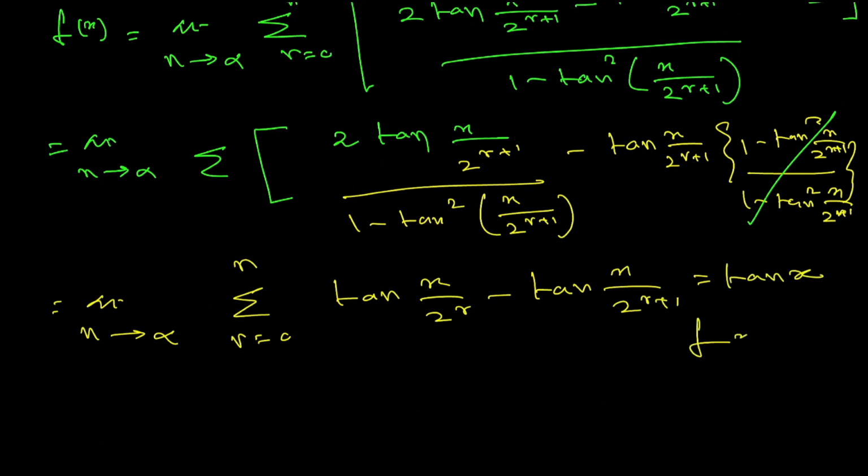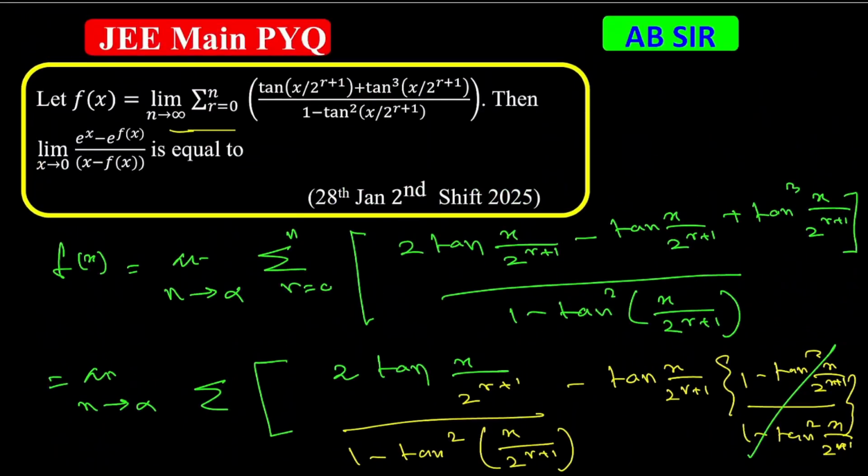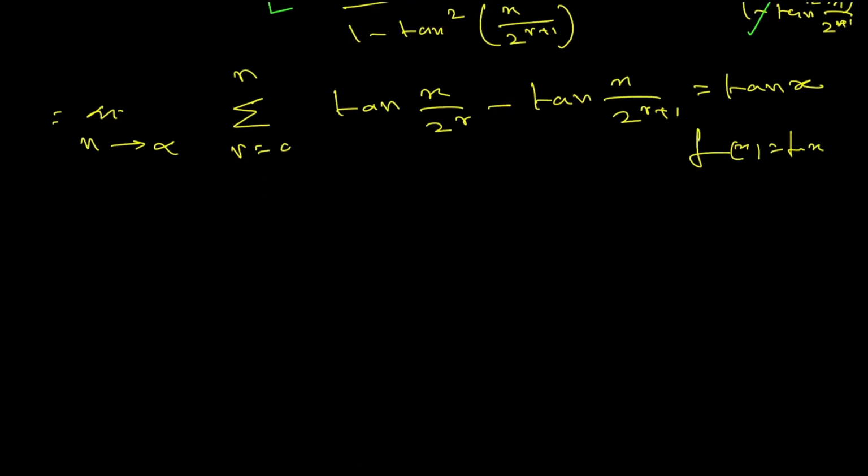Now finally we are getting f(x) equal to tan x. So if we get f(x) equal to tan x, then what is the final answer? The thing is that we have to apply this limit. And everybody remember, whenever we get the opportunity to use the formula, this is the best.